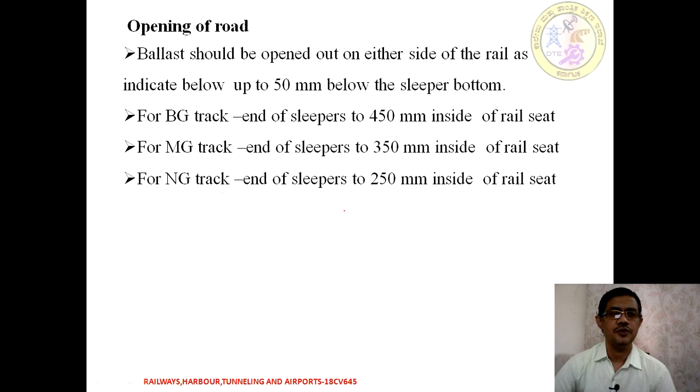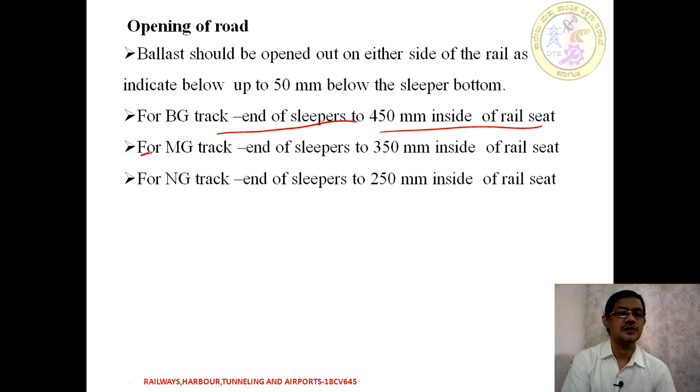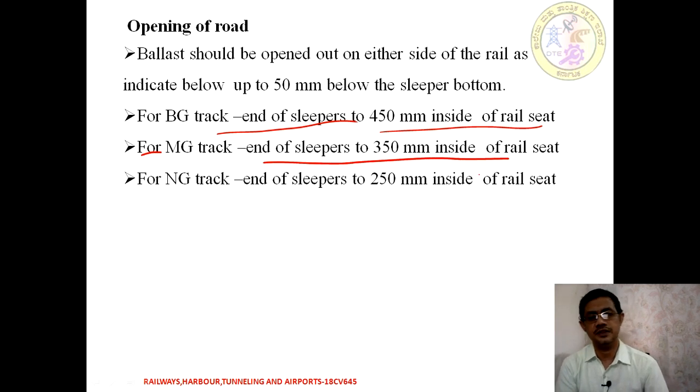First one is opening of the road. Ballast should be opened out on either side of the rail, up to 50 mm below the bottom of the sleeper. Suppose it is a BG track, the end of the sleeper to 450 mm inside the rail seat has to be taken into consideration. Similarly, if it is a meter gauge track, the end of the sleeper up to 350 mm inside the rail seat has to be considered for opening of the road. In the case of narrow gauge, it is 250 mm.